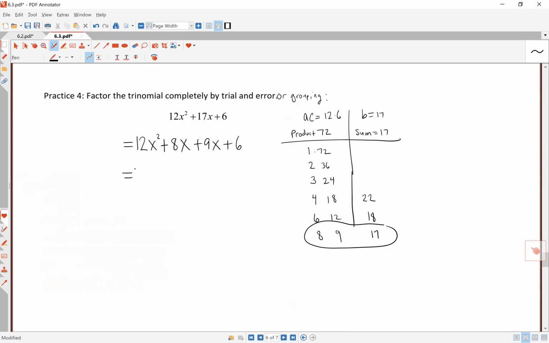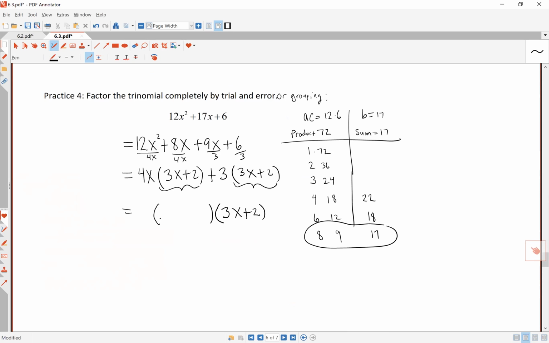And now we factor by grouping. From the first pair, we factor out a 4x. Dividing both terms by 4x gives us 3x plus 2. From the 9x and the 6, we factor out a 3, leaving us with 3x plus 2. We've produced the common binomial of 3x plus 2. We factor that off to the right-hand side, and we're left with 4x plus 3. 4x plus 3 times 3x plus 2.